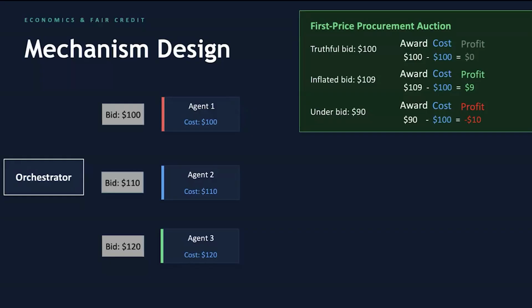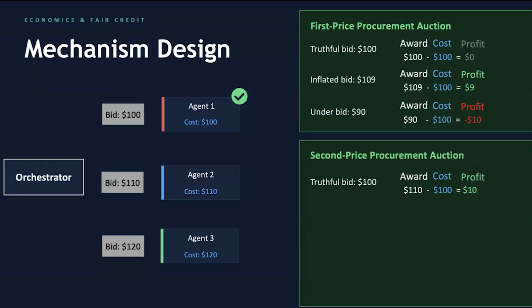Let's go back to the beginning where we have a truthful bid scenario, but now we're going to play a second price procurement auction. In this scenario, they win, but how much are they awarded? Well, they actually get awarded the second highest bid. Here, Agent One was honest and said, it might cost me 100, I'm going to bid 100. They win, but then they get awarded 110. Their cost was 100, and so they profited $10.